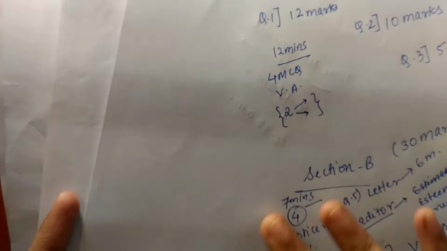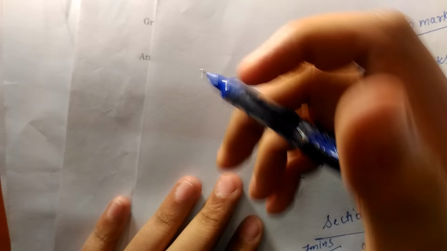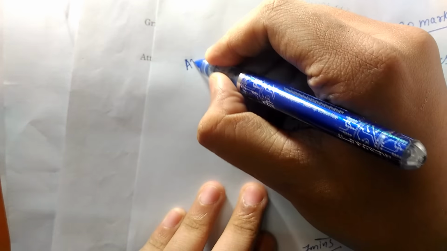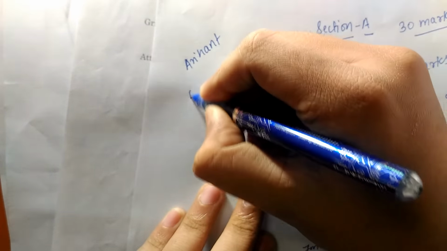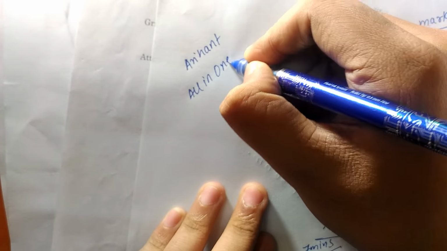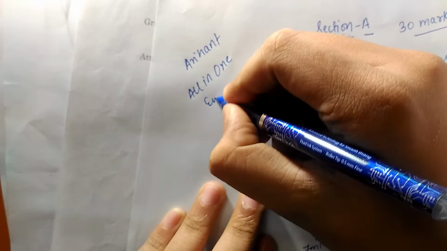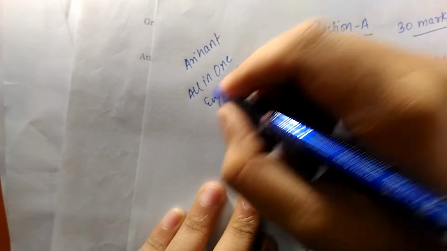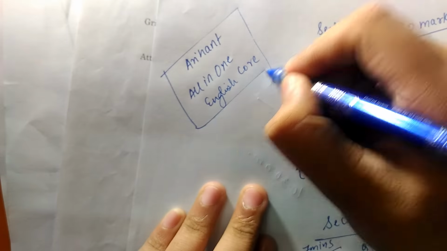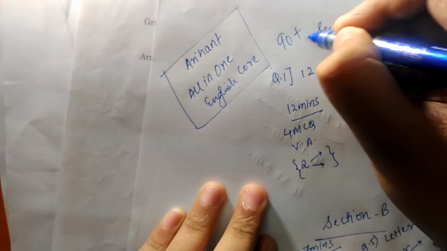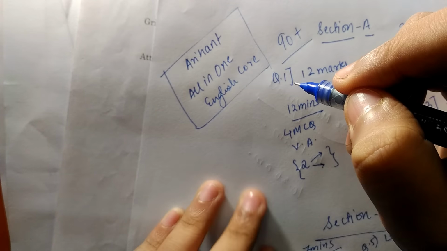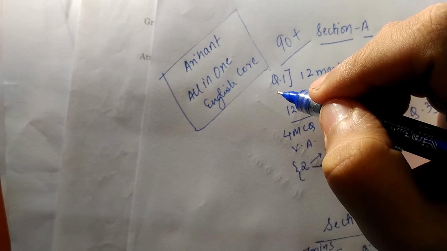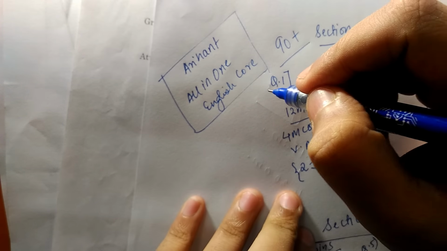The second thing which many of you ask me is which books to refer. So I will recommend you to use Arihant publication All in One. This is the name of the series of books. So All in One English Core. Don't forget to get the latest edition. This book is sufficient for scoring above 90 in your exam. I referred the same, and let me tell you that this book gives you enough practice in every section.